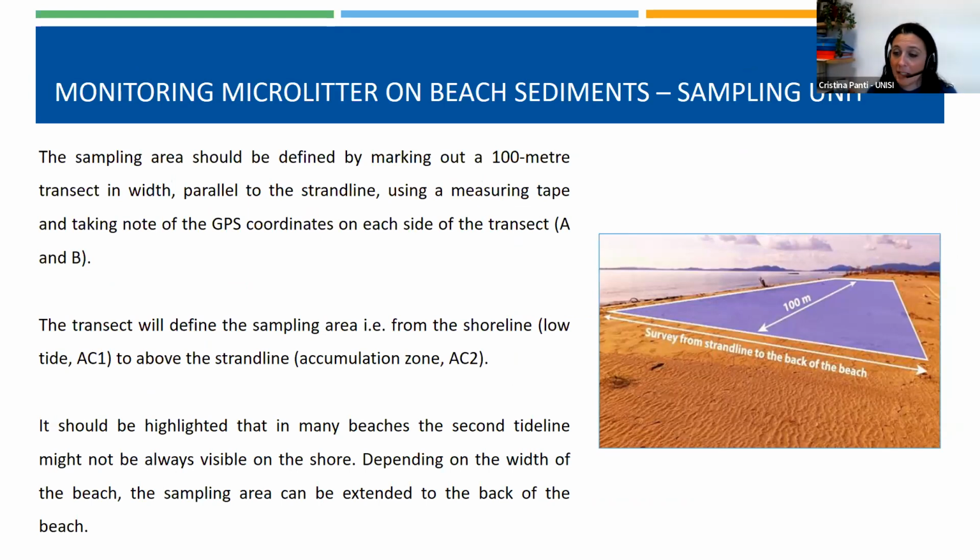So, the transect is defined as 100 meters, or if the beach is more than 100 meters, and we should identify the tide line and the upper level of the beach, as Tommy already said, that can be defined by the presence of vegetation, dunes, fences, roads, and so on.